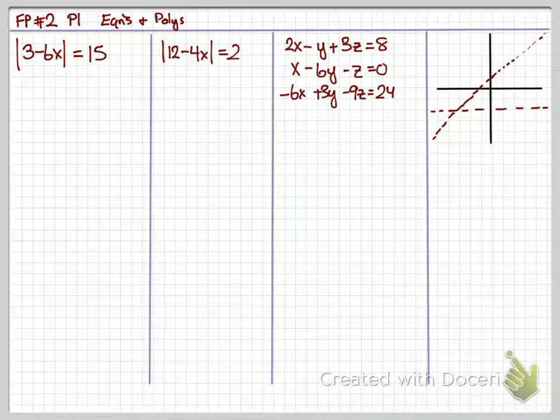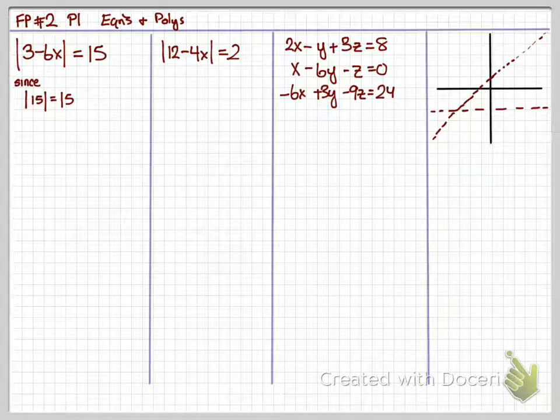Okay, here is the first page of finals packet number 2. The first two questions are absolute value questions, so since we have that set up, let's look at the absolute value, which is the distance from 0. So something is 15 spaces away from 0. 15 is 15 spaces away from 0, and negative 15 is 15 spaces away from 0.